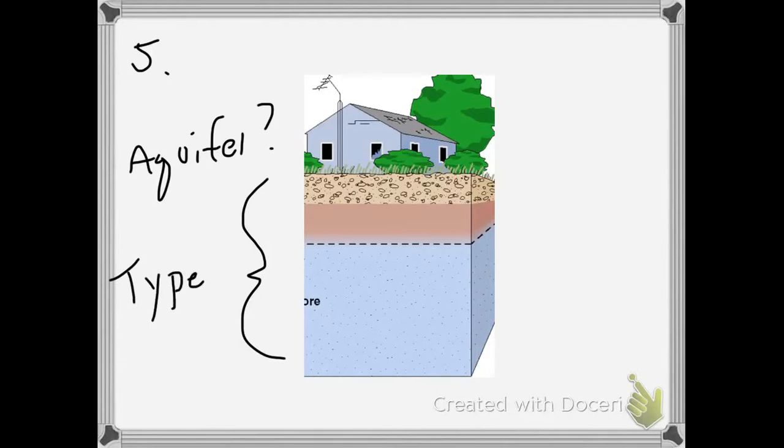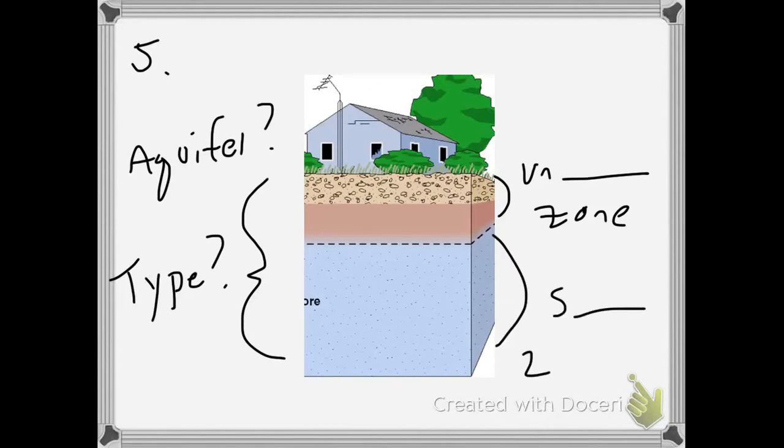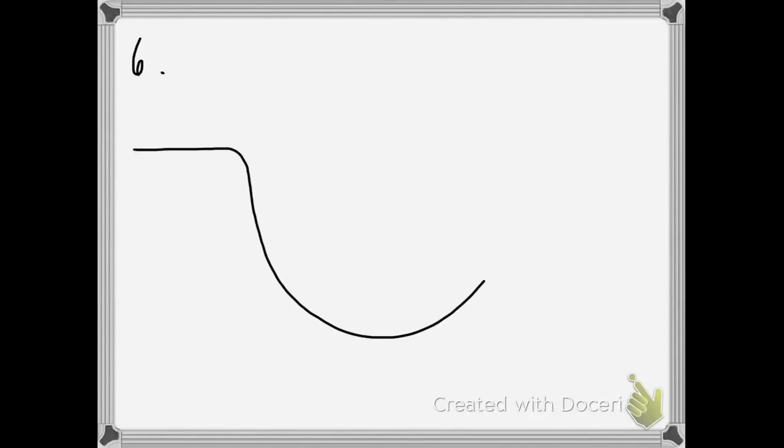So if it's an aquifer which is storing water and holding water, what type of aquifer is shown? This is an unconfined aquifer, and this is called the what zone that starts with a UN? This is unsaturated. Down here we have obviously the saturated zone, and the interface between the unsaturated and saturated zones is called the water table.